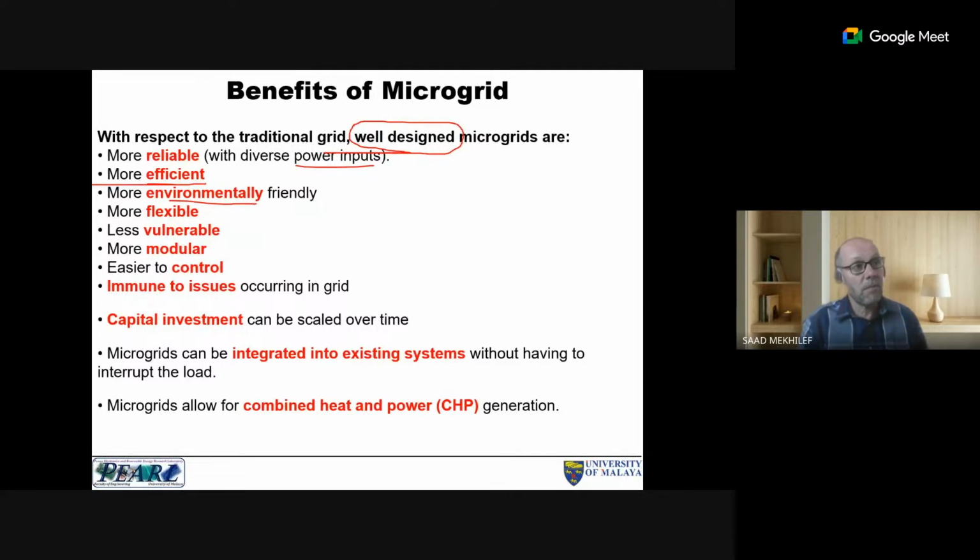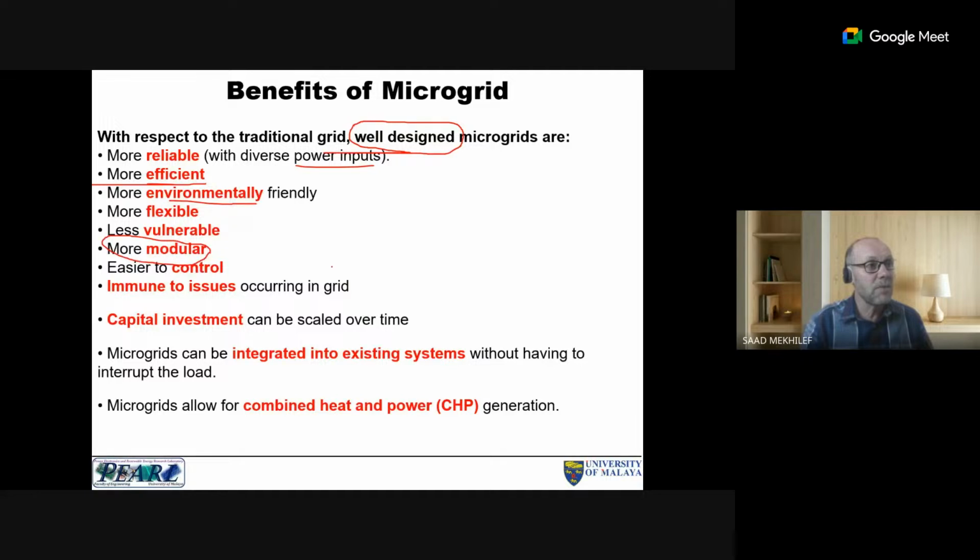Very environmentally friendly because it uses local resources, like I said. Very flexible. What does flexible mean? It means you can add another source, we can remove, we can change, we can extend, we can increase. It's less vulnerable to disasters because it's not connected. It's not big, it's not huge. It's local. This is very important.